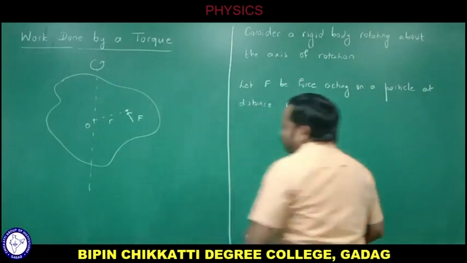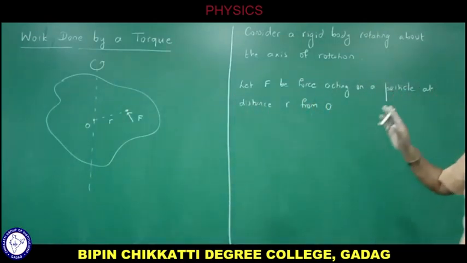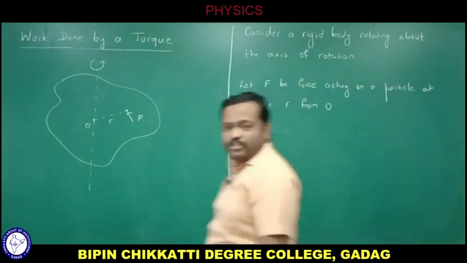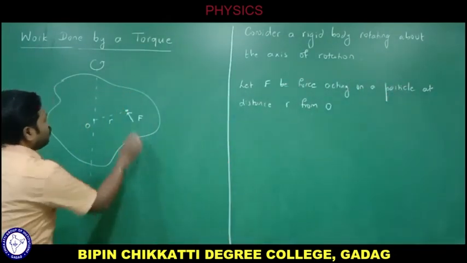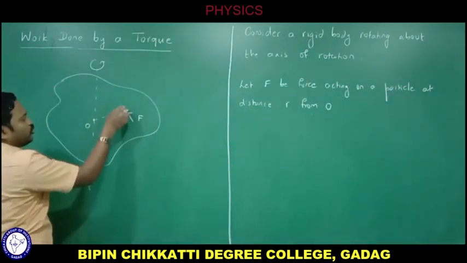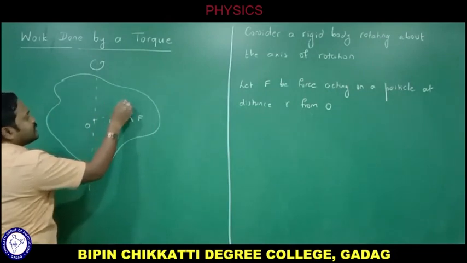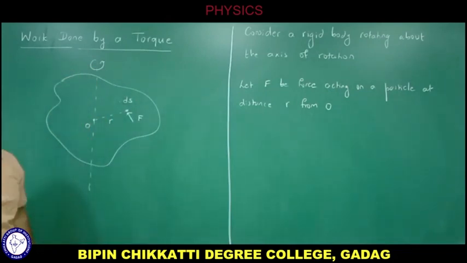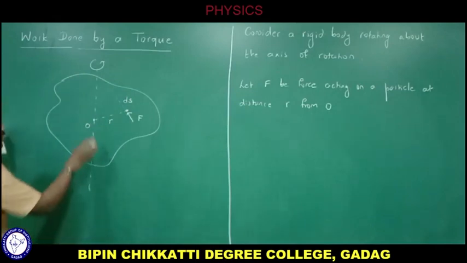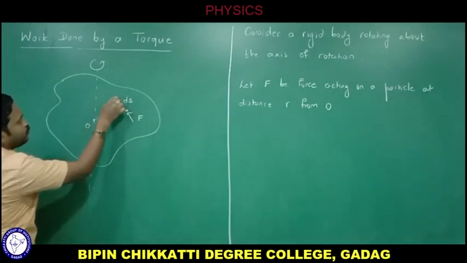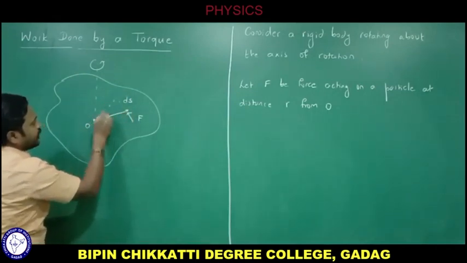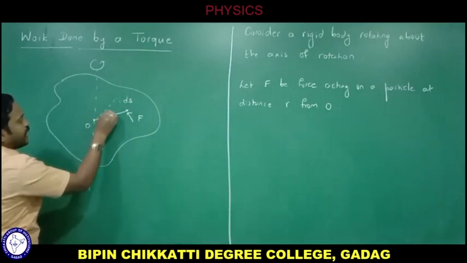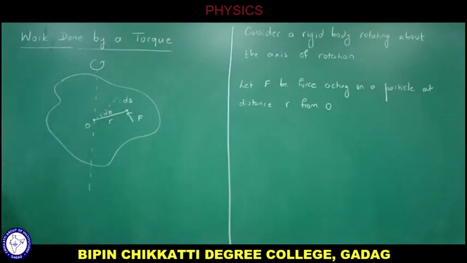And if this is a force acting on a particle, what happens to this particle? This particle begins to move. When I apply a force to it, it moves through a certain distance. Let me take that distance as ds. Earlier it was here, then it came to this position. What is this angle? Let me take this angle as d theta.